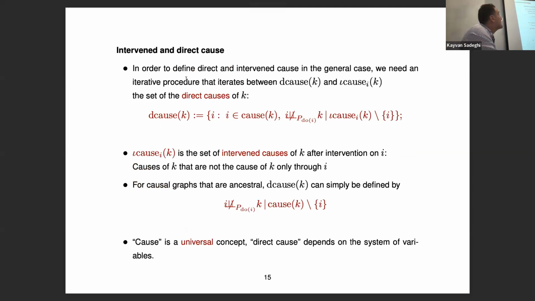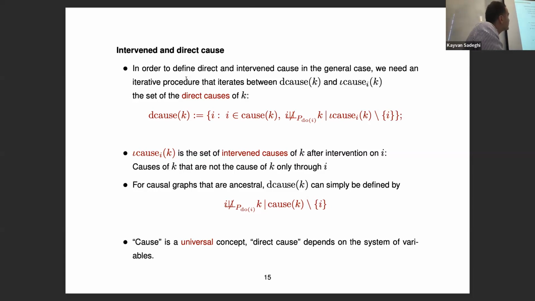Okay, now we want to make a graph. And in order to do that, we need the concept of D-cause. For ancestral graphs, we don't know the graph, but if the graph is an ancestral graph, then this is the definition, which is much easier than this. So let's discuss this first, and then I'll go to the main definition.